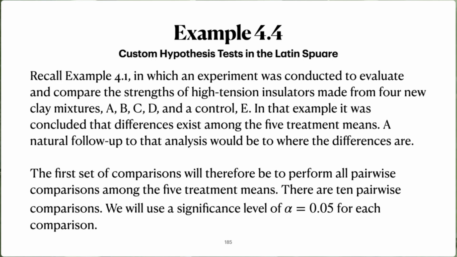A natural follow-up to that analysis would be to find out where the differences are. So the first set of comparisons that we're going to perform will be pairwise comparisons among the 5 treatment means. There are 10 pairwise comparisons. We're going to use a significance level of 0.05 for each comparison.